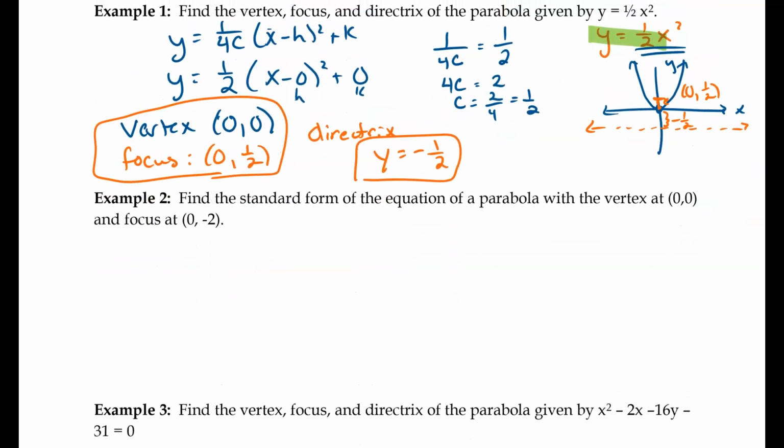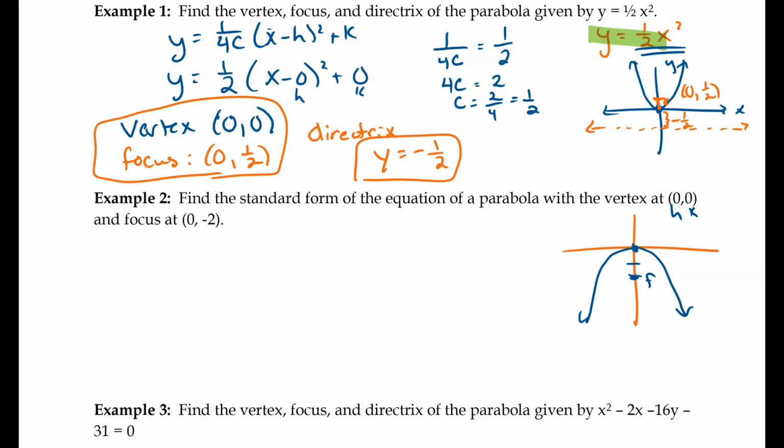It says, find the standard form of the equation of a parabola with a vertex at 0, 0, and we have a focus at 0, -2. So let's just draw this because this gives us a good idea. So I have a vertex at 0, 0. So here's h and k. And it says our focus is at 0, -2. So here's our focus, which means my parabola is opening down. Okay, so the focus is always on the inside of the parabola, so that's opening down.